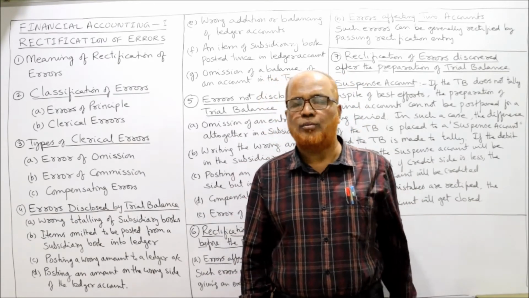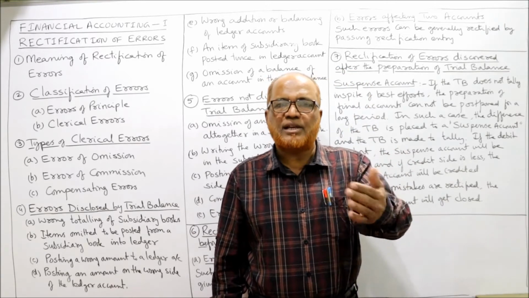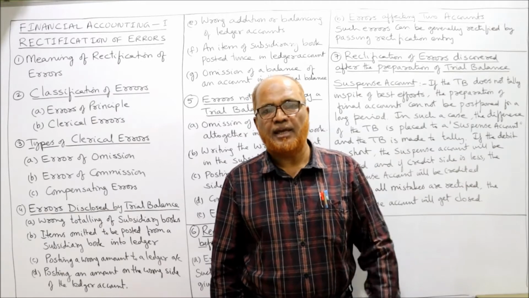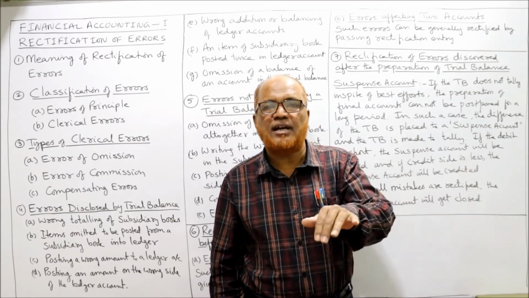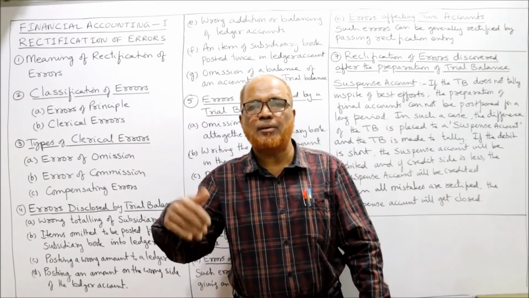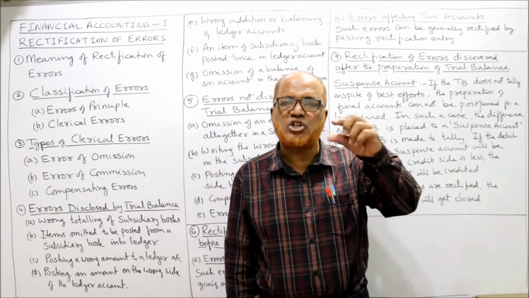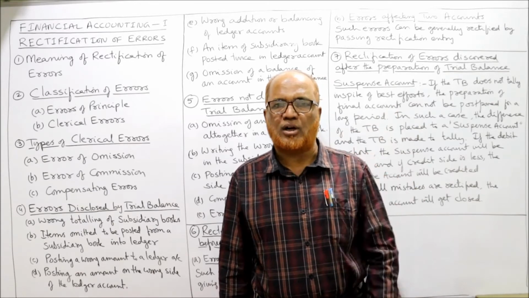A simple example I'll give you. Suppose a capital expenditure is treated as a revenue expenditure. A capital expenditure was incurred, but by mistake we have treated it as a revenue expenditure. For example, machinery purchased. The normal entry for purchasing the machinery is machinery account debit to bank.